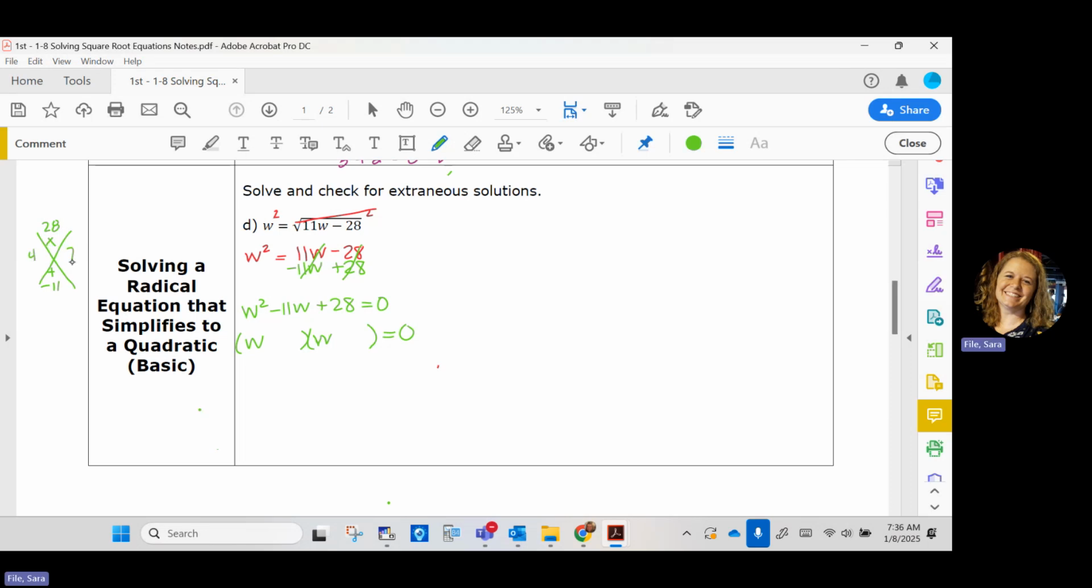Now, we need them to multiply to a positive, but add to a negative. So they're both going to have to be negative. So it's going to be negative 4 and negative 7. Okay, once you've got your factored form, remember this is where we split and solve. So we set each factor equal to 0. And then we solve them.